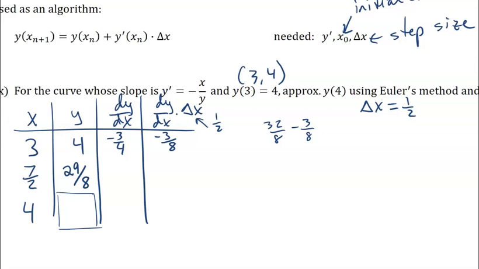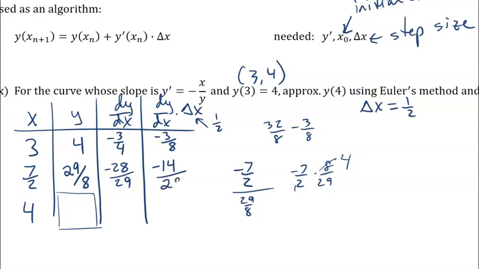Oh goodness, look at this fraction math we're doing already. Okay, that's all right, I believe in us. All right, so into negative x over y, that's going to be negative 7/2 divided by 29 over 8. So in other words, negative 7/2 times 8 over 29 is going to be negative 28 over 29 when I reduce that, okay? And then I take that and multiply by 1/2 and I get negative, oh, sorry, it's the opposite. Yeah, we did the opposite. Okay, so negative 14 over 29.